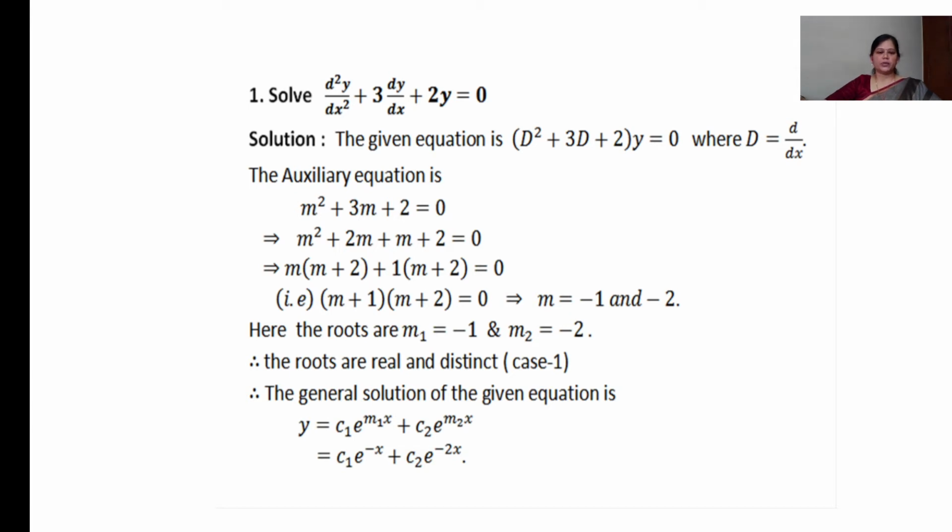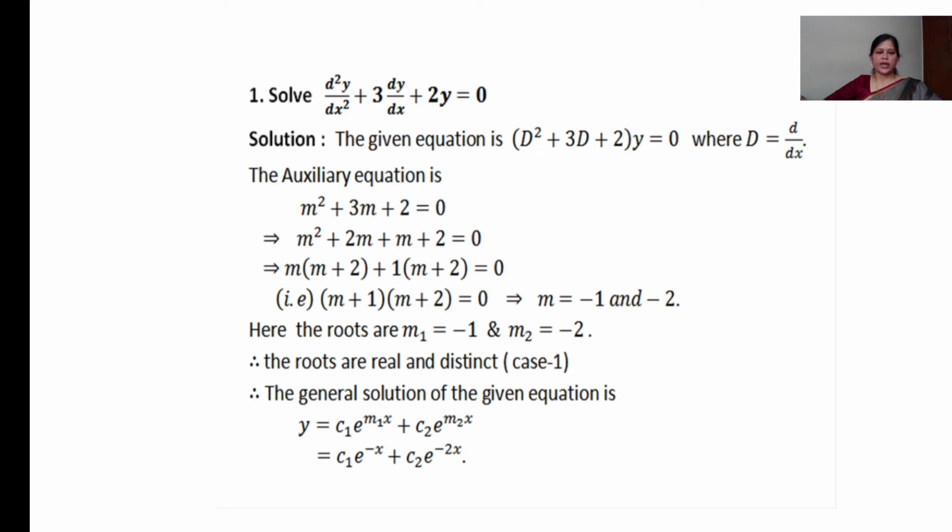So we have two values for m because we have a quadratic equation. m1 and m2 we got, both are real values but different. So we have to go for case 1. Case 1 is whenever the roots are real and distinct, the complementary function is c1 e^(m1 x) + c2 e^(m2 x). So we are going for the complementary function.